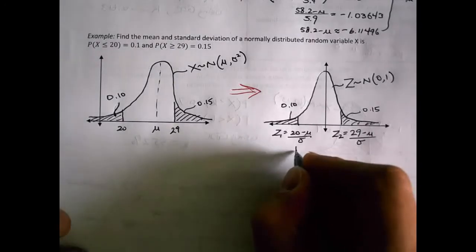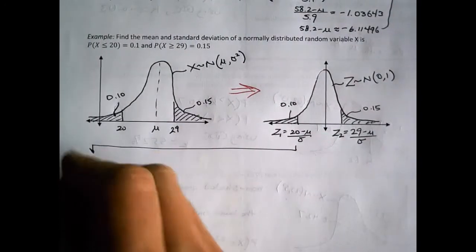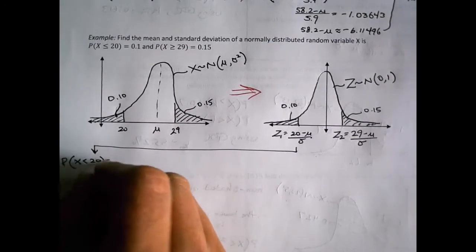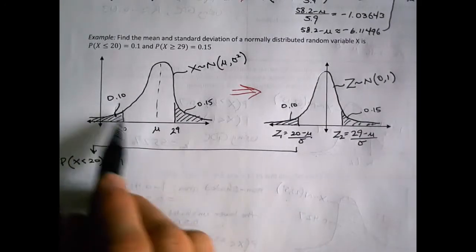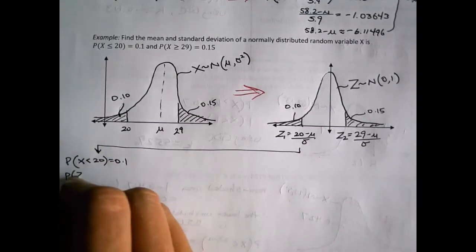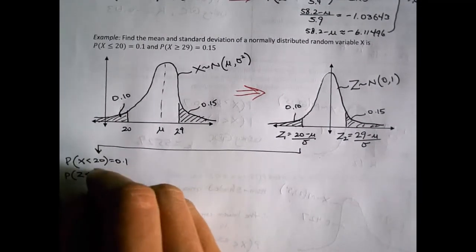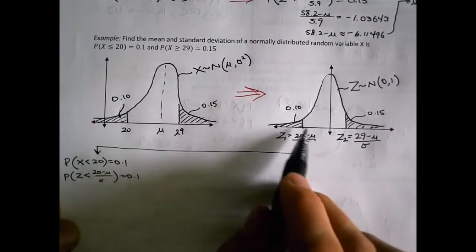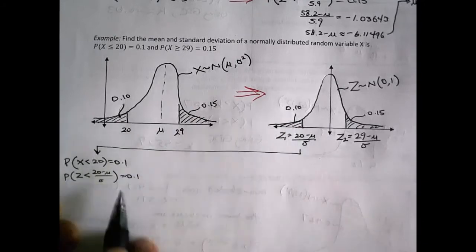Now let's look at this one first. So let's look at this cutoff. We should be able to solve it. Probability that x is less than 20, well, that was 0.1. The probability that you're below this cutoff is 0.1. We can't solve this, but we can rewrite it. The probability that z is less than 20 minus mu over sigma, that's 0.1. So now I've written it with this. The probability that I'm less than this cutoff is 0.1.